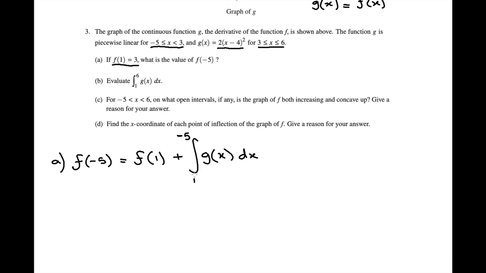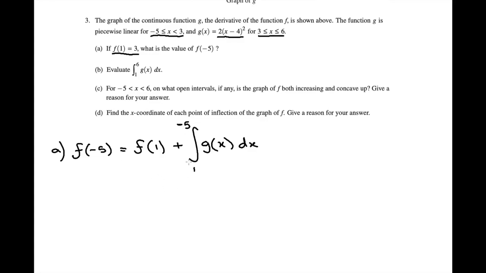However, notice that my lower bound in this case is actually greater than my upper bound. That can be a little bit annoying to deal with at times. So what I'm going to do right off the bat is I'm going to switch these bounds and then add on a negative sign there. Okay, which is perfectly legal.